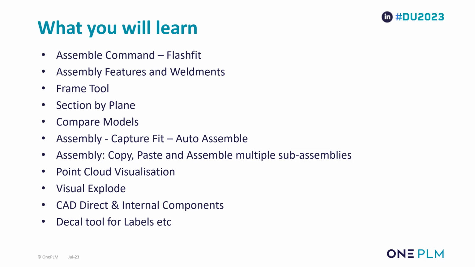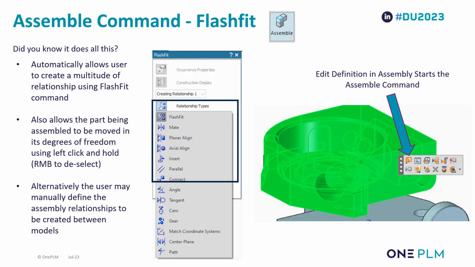And then we'll have a look at point cloud visualization and visual explode. Again, more visualization tools. CAD direct and internal components, so how we work with that external CAD data, and the decal tool for our labels. So our first thing we're going to have a look at is the assemble command.